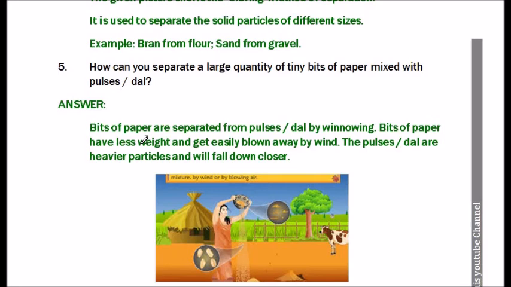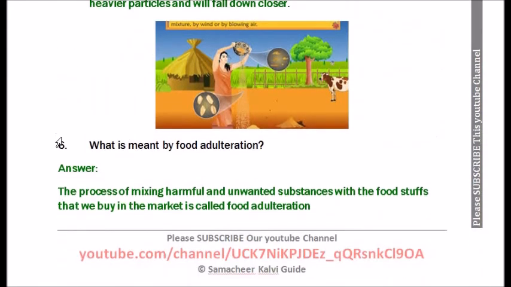Question number 6. What is meant by food adulteration? The process of mixing harmful and unwanted substances with the foodstuffs that we buy in the market is called food adulteration.